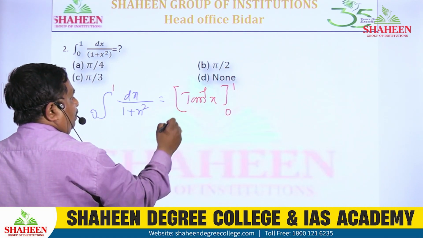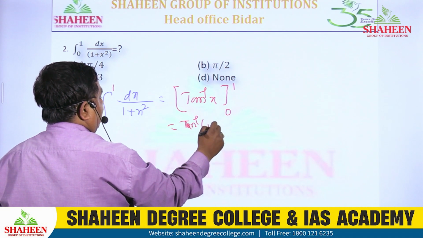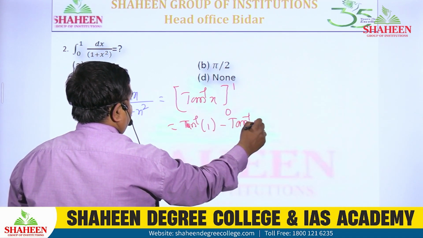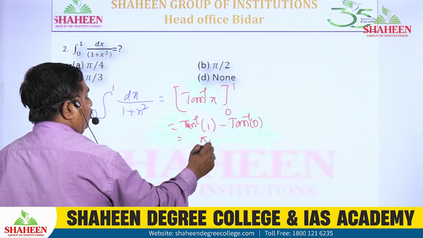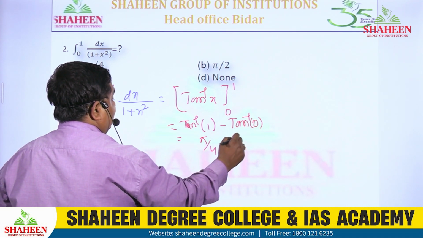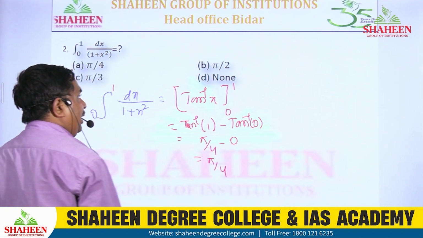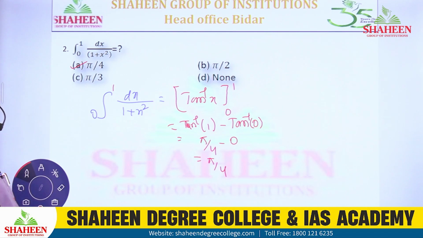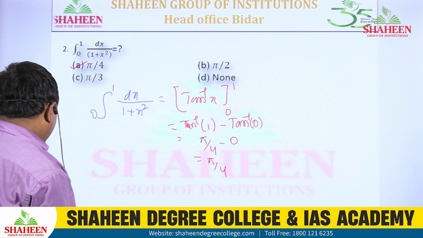First we take the upper value, that becomes tan inverse 1, minus the lower value, tan inverse 0. In tan, when do we get the value 1? At pi by 4. And when do we get the value 0? At 0. Pi by 4 minus 0 is pi by 4. Our answer is pi by 4, that is, the first option is correct. Clear? In this way we are solving the problems.